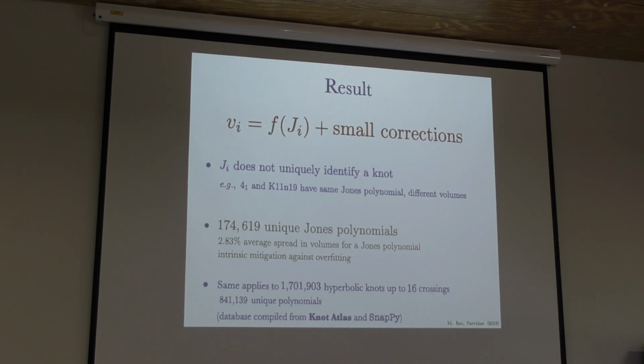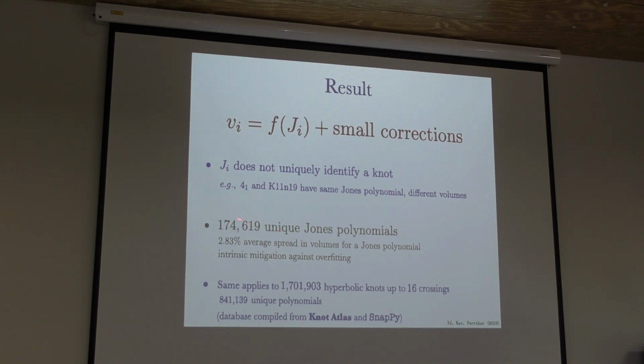Okay, so we noticed that the volume is a function of the Jones polynomial plus corrections. We observe the Jones polynomial does not uniquely identify a knot. For example, the figure 8 and this knot with 11 crossings have the same Jones polynomial with different volumes.